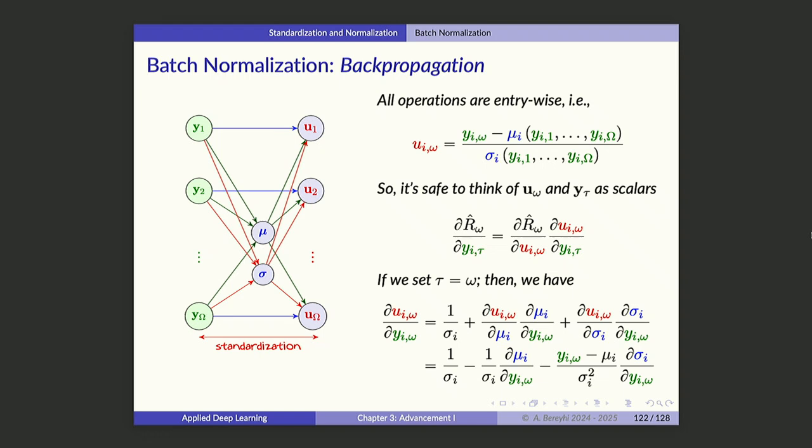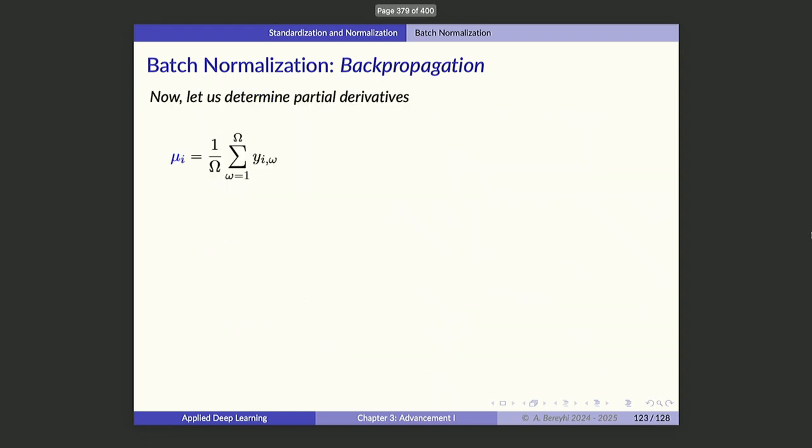Clear? Again, I get that you don't see the exact expression. I just hope that you see how we are doing the chain rule. That's the only thing you need to take. Now, if you keep on going, you can compute the derivative of mu with respect to y. If you are thinking about one particular y, mu is the average of those y's. What is the derivative of mu with respect to one particular y? It's 1 over omega. Great. So the derivative is simply 1 over omega.